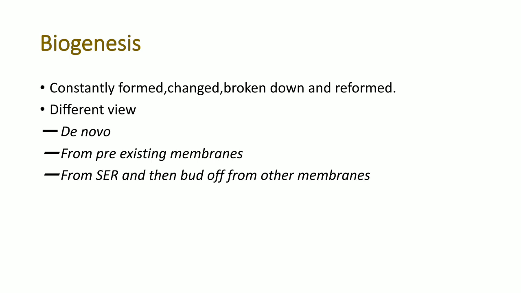Next, we are going to discuss the biogenesis of Golgi bodies. As we know, Golgi bodies are constantly formed, changed, broken down and reformed. And there are three different views about the biogenesis or formation of Golgi bodies. One is de novo origin, then formation from pre-existing membranes, and then from smooth endoplasmic reticulum.